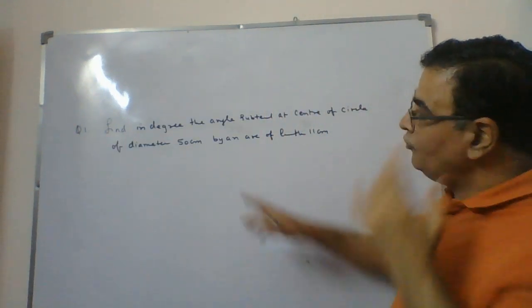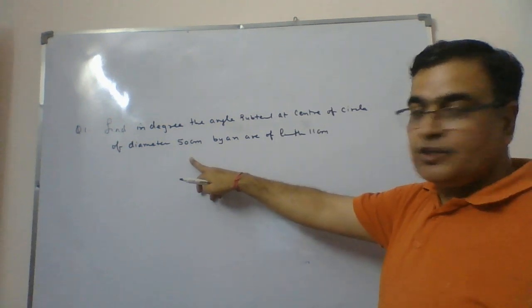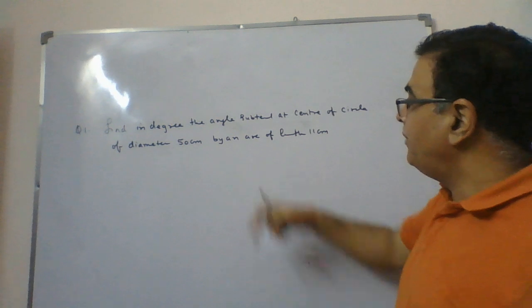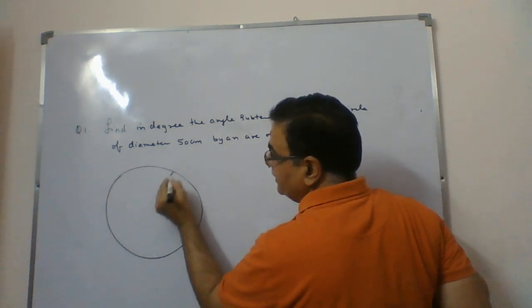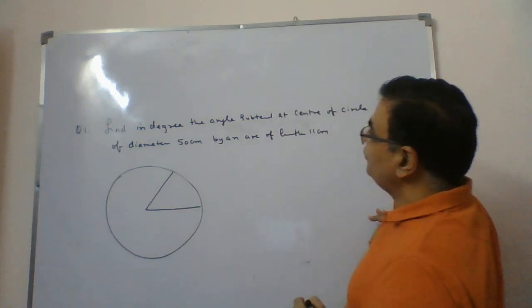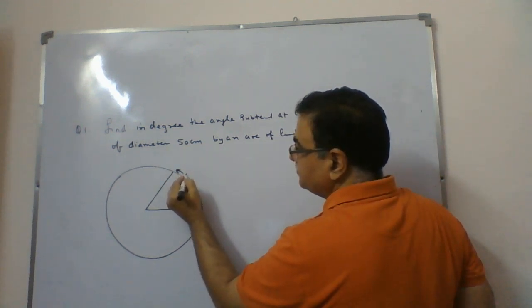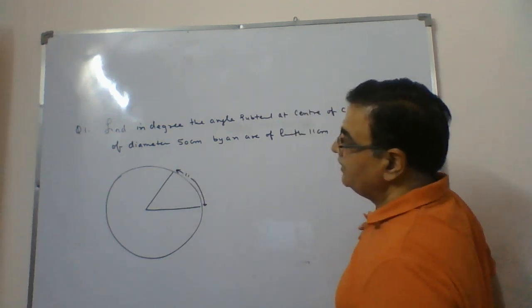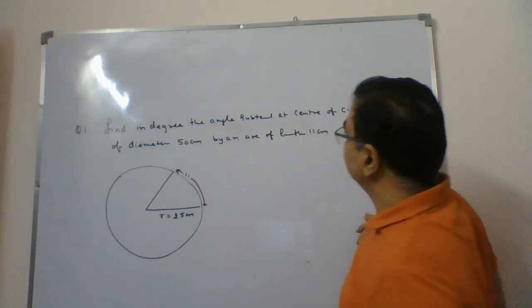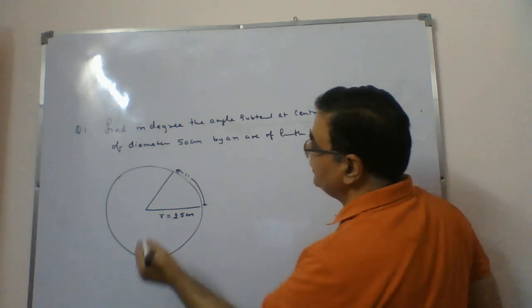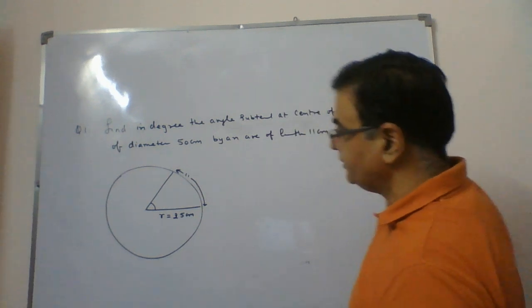Next question is this. Find in degrees the angle subtended at the center of a circle of diameter 50 centimeter by an arc of length 11 centimeter. So what information do we have in this question? The length of arc is given as 11 centimeter. Diameter is 50, so the radius comes out to be 25 centimeter. My question is to find in degrees the angle subtended at the center.